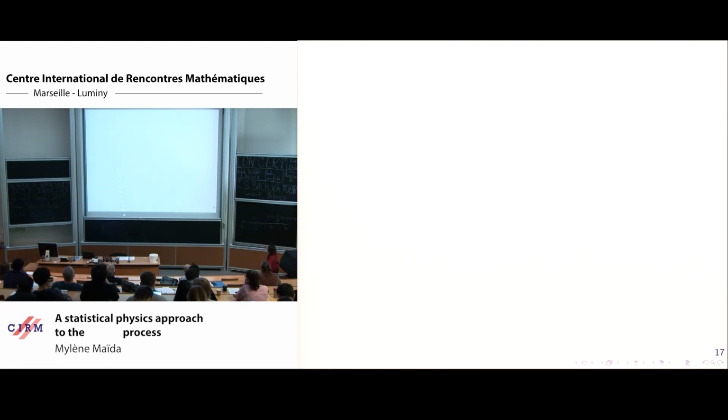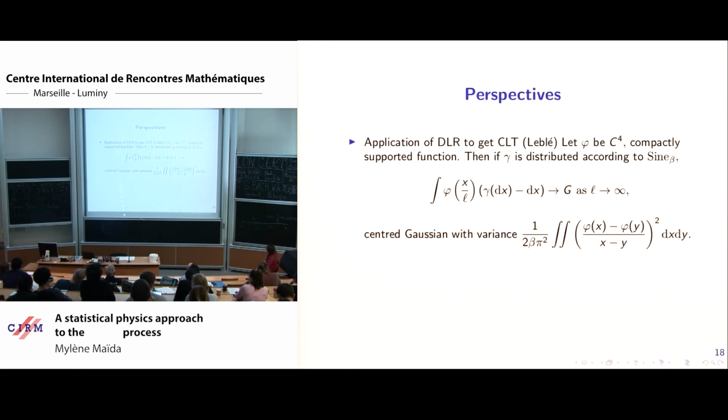Okay, so let me now conclude. I would like to mention that Thomas could also use the DLR equation to get a CLT for sine beta. You'll see that the CLT looks, I mean, you get a variance that again involves the H^{1/2} norm of your test function. So it looks like Johansson, and like the variances that Alisa showed us in the previous talk.